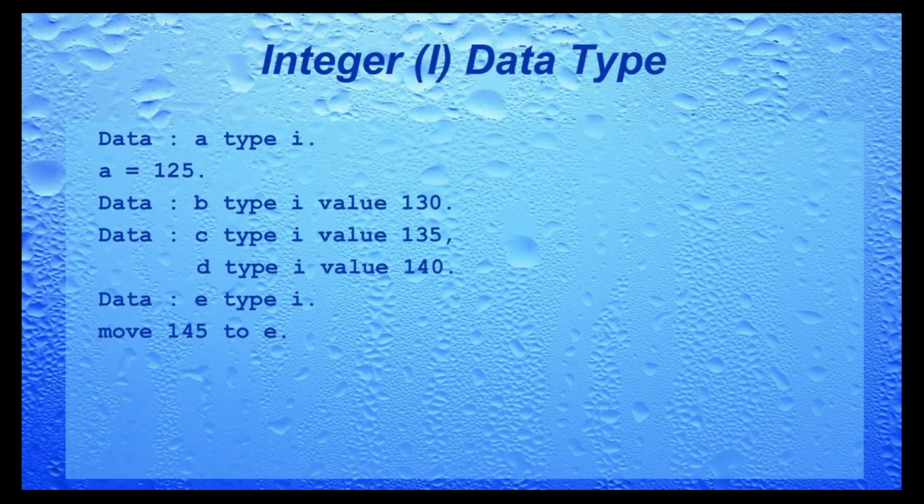As we discussed, the integer maximum length is 9, and it can accept positive and negative numbers. A is equals to 1 2 5. You can put a minus, and the minus symbol you can keep either in front of the number or at the end of the number. In the output, it will come at the end of the number only.